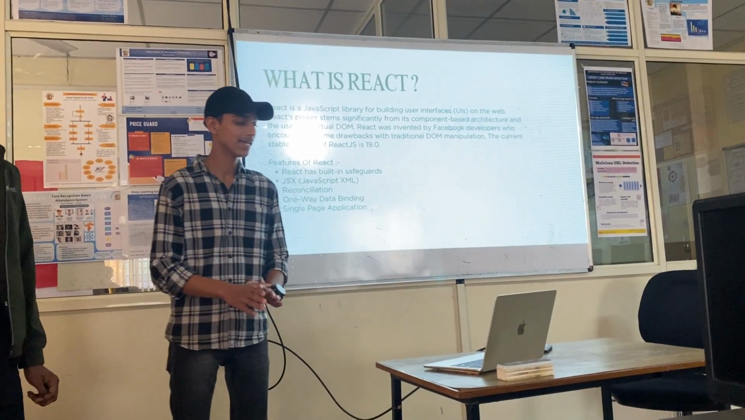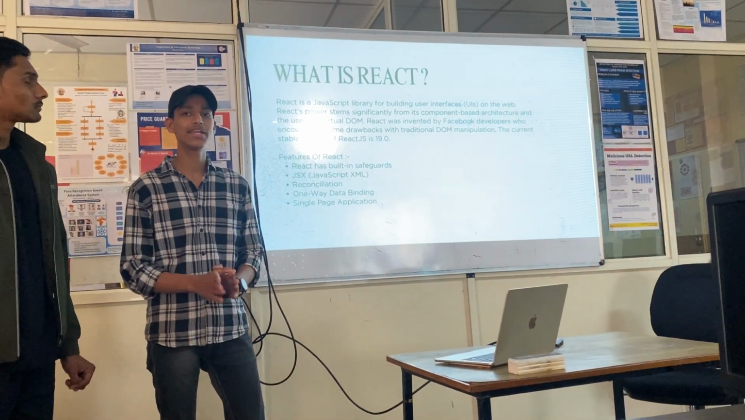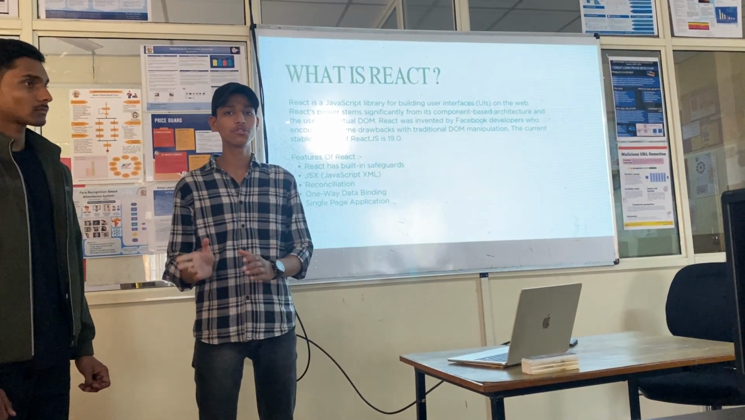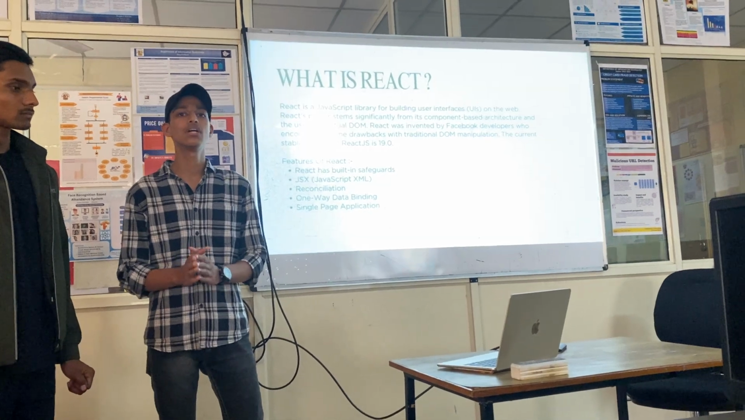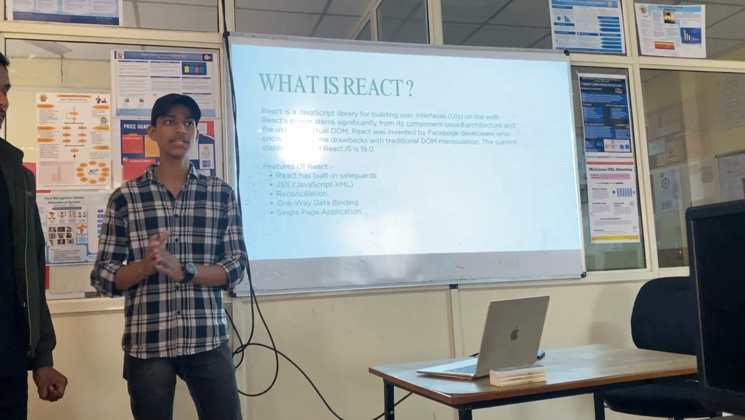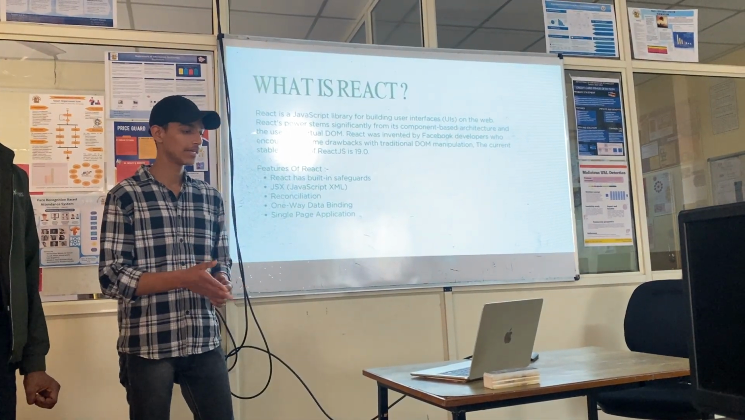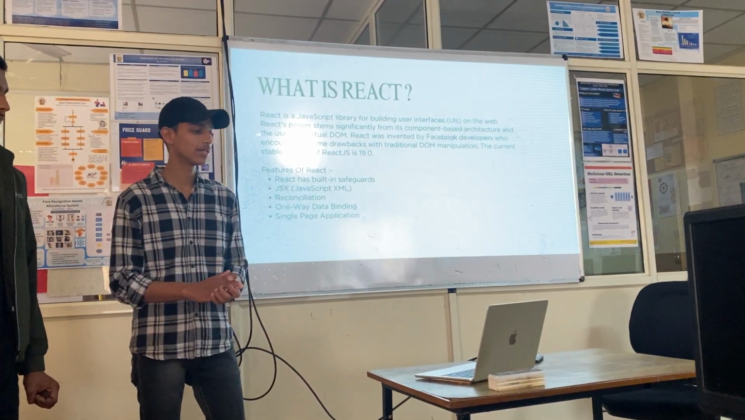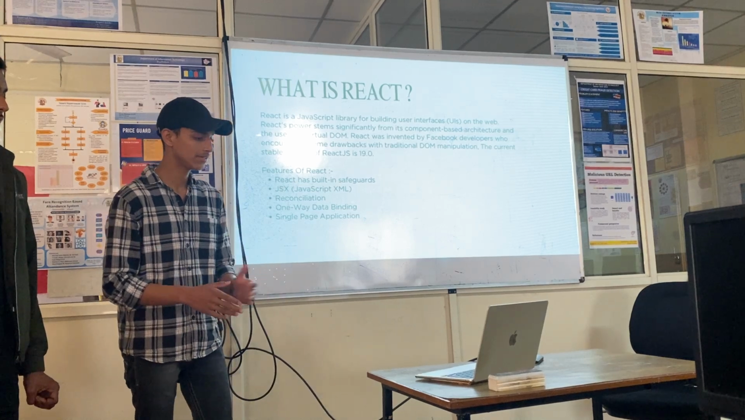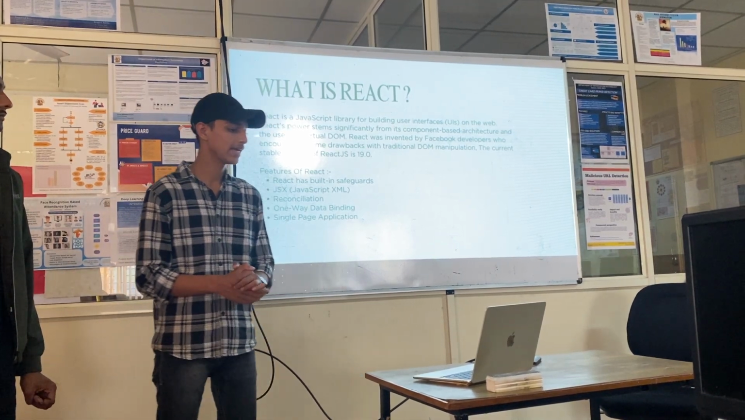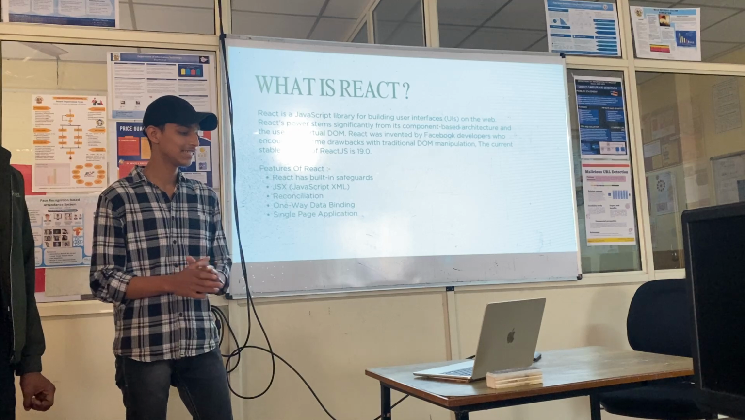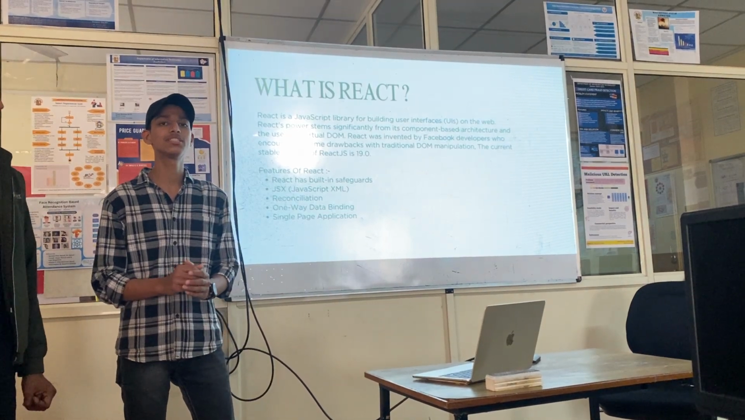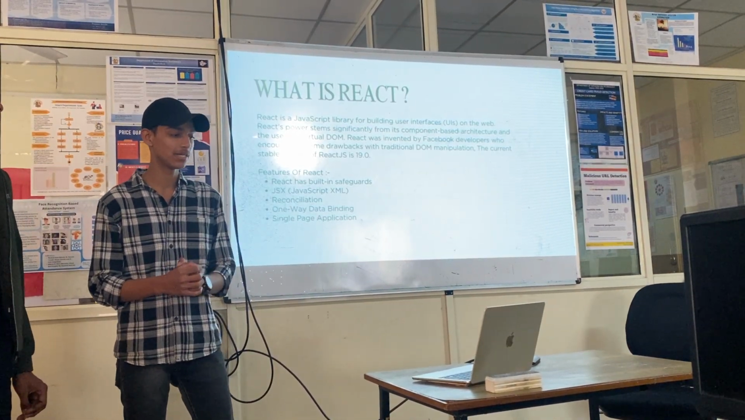React has built-in safeguards. It means that React has inbuilt features against cross-site scripting, due to which external hackers cannot export some bad content in our APIs in our web. And here there is the second feature of React, that is JSX. JSX is just like a language which is a syntax extension for JavaScript.